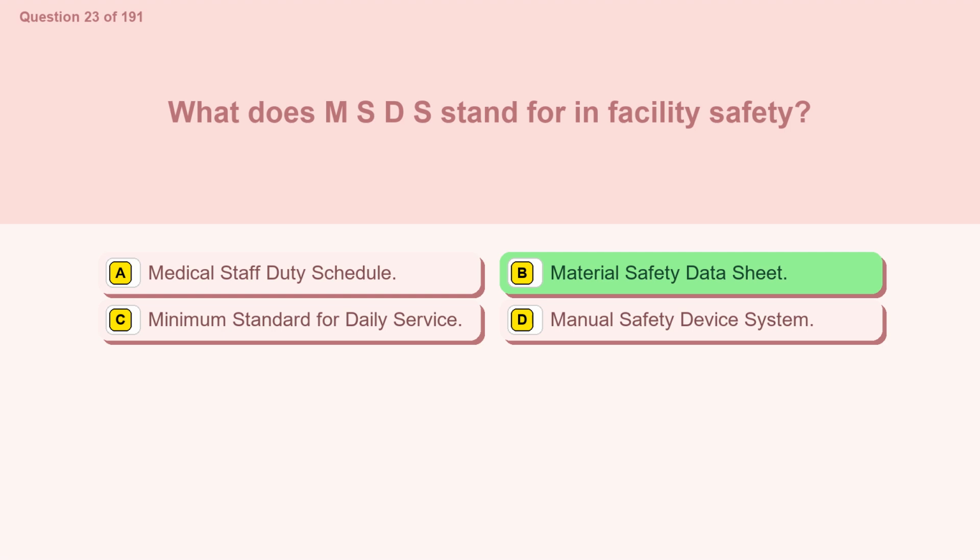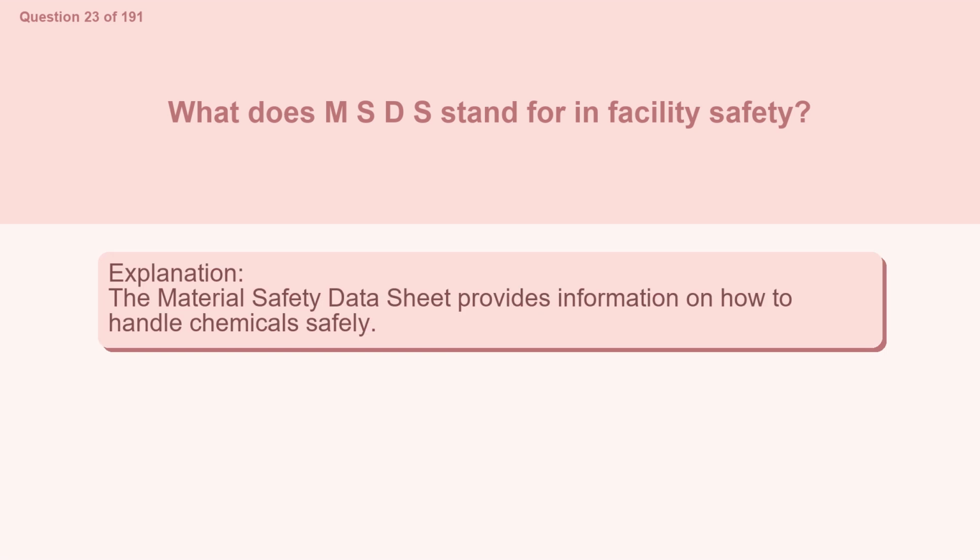The correct answer is option B. Material safety data sheet. The material safety data sheet provides information on how to handle chemicals safely.